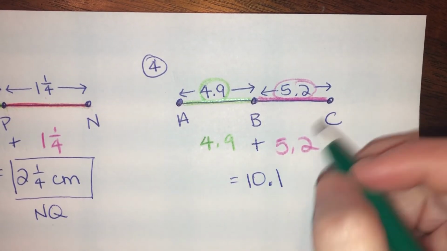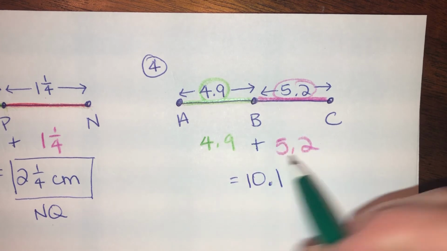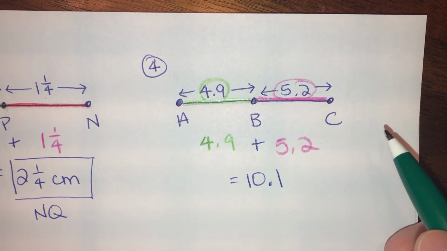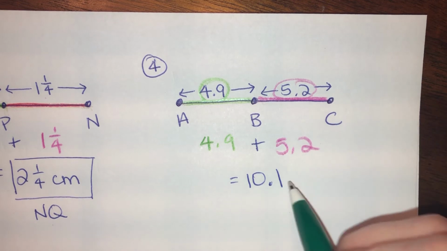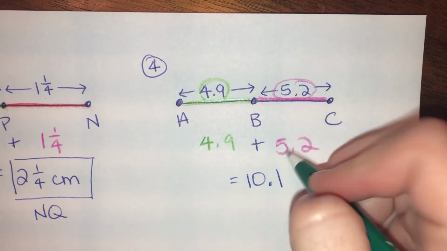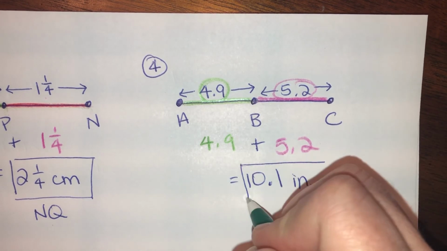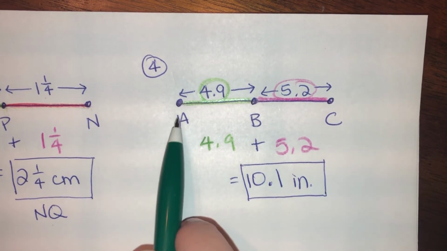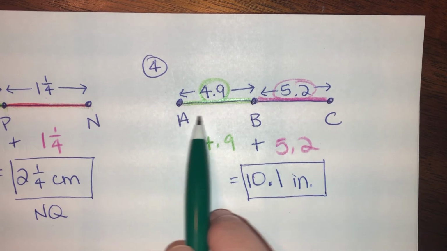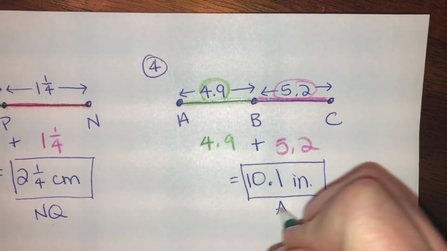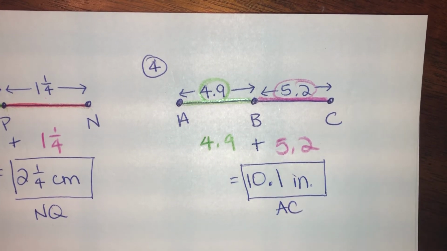10.1. And in your answer, if it gives you units of measure up here, meaning inches or feet or centimeters or something like that, you always want to include that in your answer. I think this one's inches. If it's something different, then you can fix that part. Here we were looking for the length of AC, this entire line segment from point A to point C, and that is 10.1 inches or whatever it is, okay?